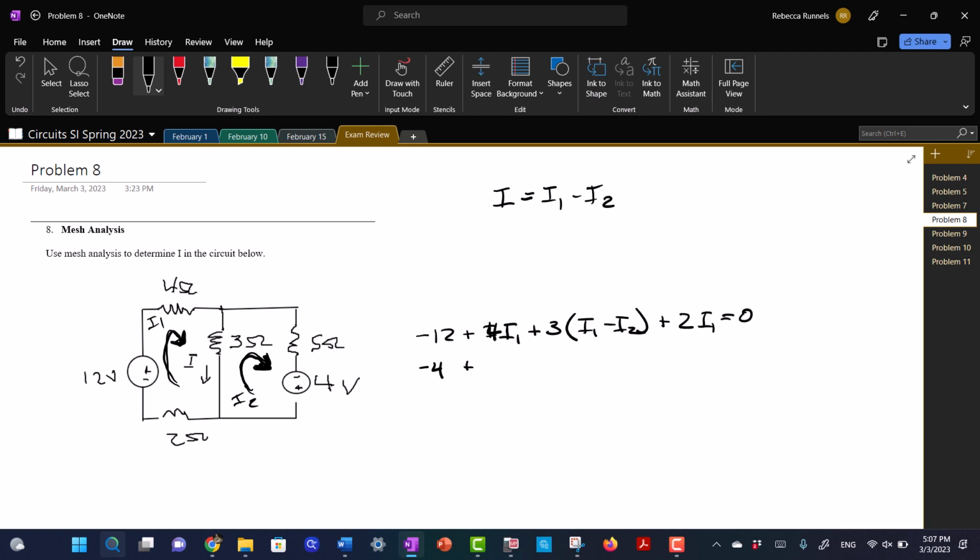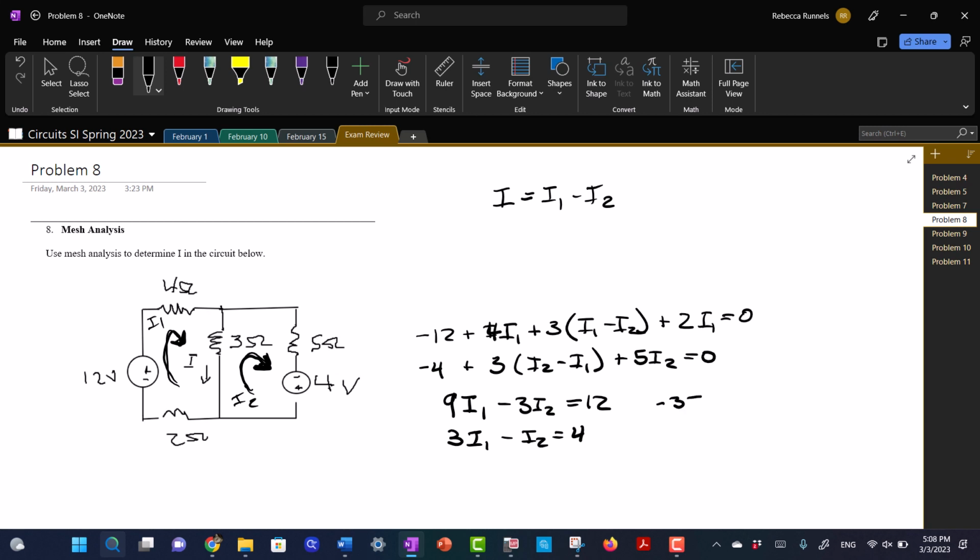So what's the 3 going to be? Oh, 3I2 minus I1. And then it's 5I2, which equals 0. And then you can move the 4 and 12 over, and from there, system of equations. Well, actually, it should be the 3 first. 3I2 minus 3I1 plus 5I2.